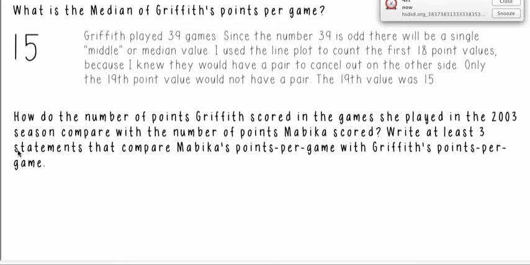You could have talked about their lowest scoring games to their highest scoring games. You could have talked about their mean, their median, or their mode, or perhaps you figured out their average, which we've been calling mean these last few days. So I'm going to be looking for 3 statements that talk about comparing their data.